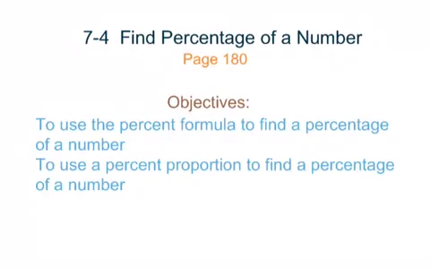Okay, we are on 7-4, find percentage of a number on page 180 in the green book. The objectives here are to use the percent formula and the percent proportion to find a percentage of a number. Okay? Some quick vocabulary for you to know.